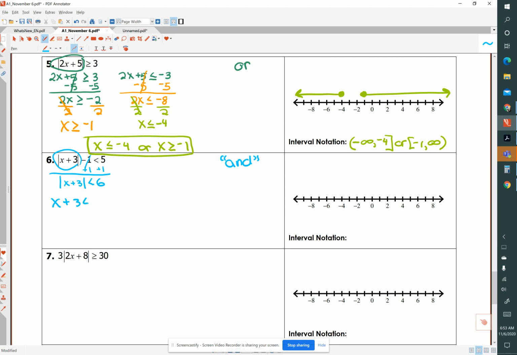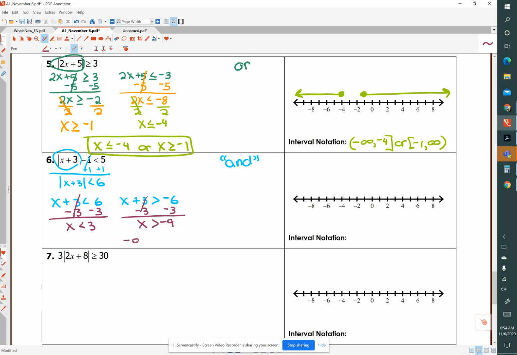x plus 3 is less than 6, or x plus 3 is greater than -6, and we'll go ahead and solve those. Add 3 to both sides, or I'm sorry, subtract 3 from both sides. x is less than 3. And here we will subtract 3 from both sides, but we will get a different answer. x is greater than -9.